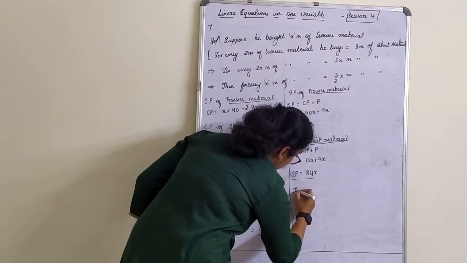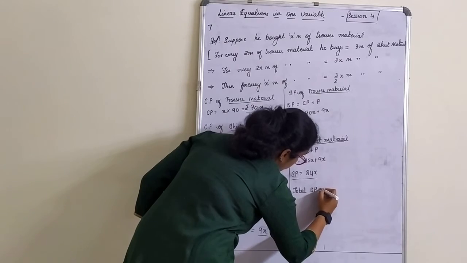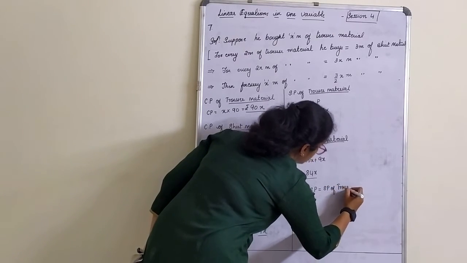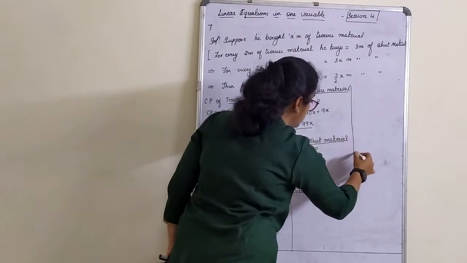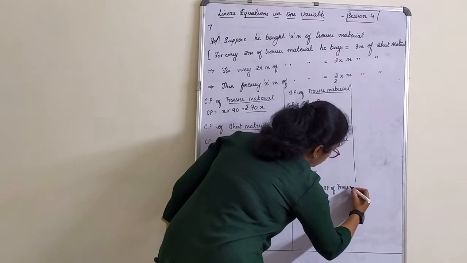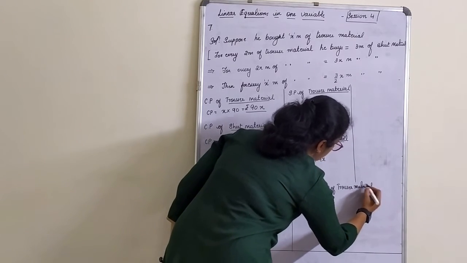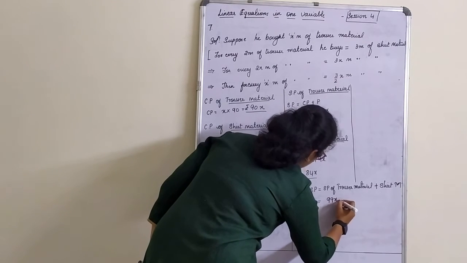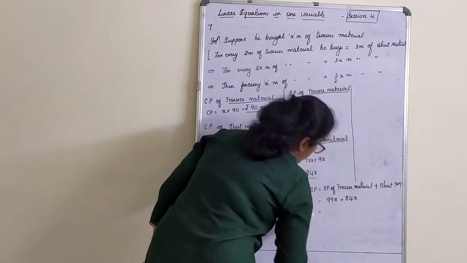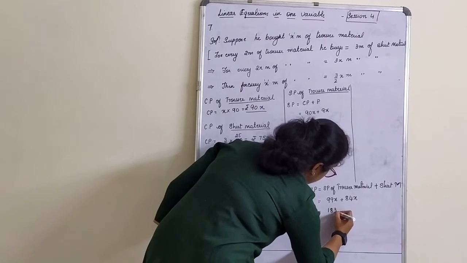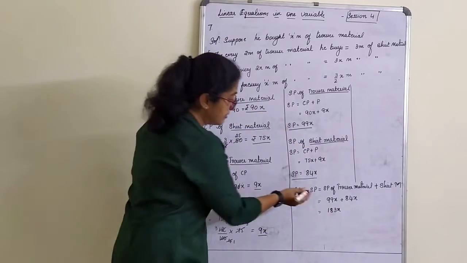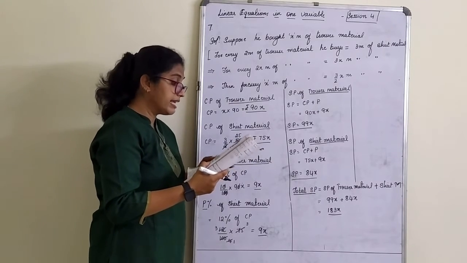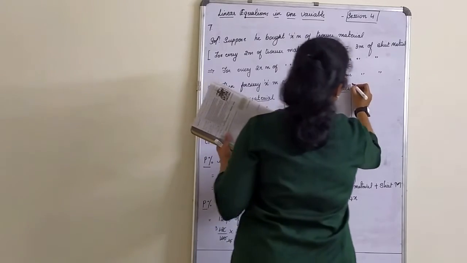Now total selling price, that is equal to selling price of trouser material plus shirt material. Still the sum continues, a little bit is there, so I will draw a line here only. So that is how much? 99x plus 84x. So 183x. Total selling price is 183x. Okay. Now, next, what have they asked, let us just see. What is the total sale they have given here? His total sale is given.